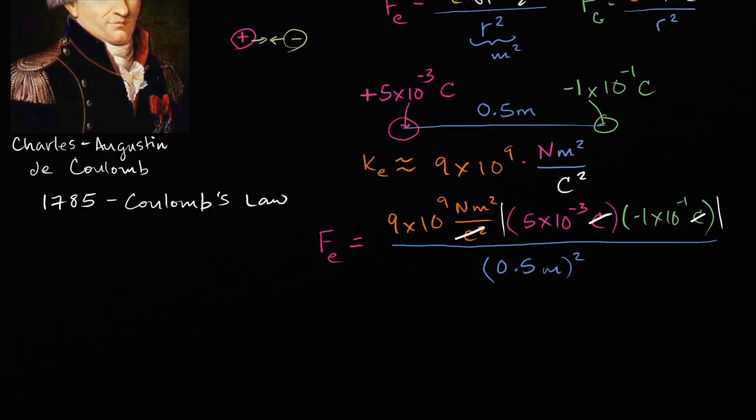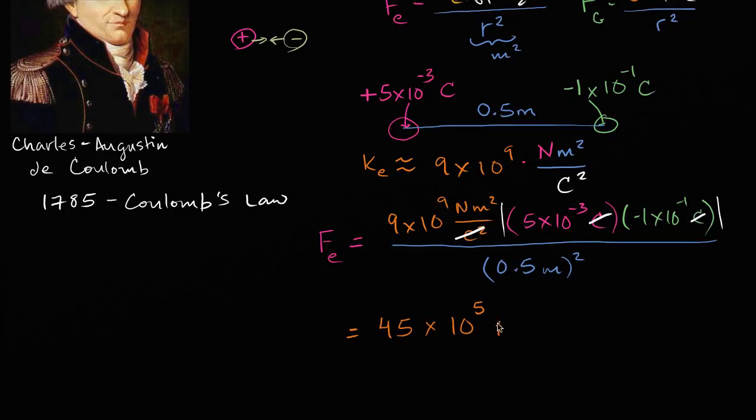So in the numerator, if we just say 9 times 5 times, well, we take the absolute value, it's just going to be 1. So 9 times 5 times negative 1 is negative 5, but the absolute value there, so it's just going to be 5 times 9. So it's going to be 45 times 10 to the 9 minus 3, minus 1. So 6, 5. So that's going to be 10 to the 5th. The coulomb's already canceled out.